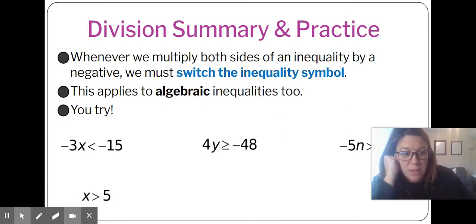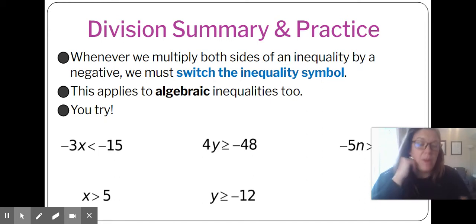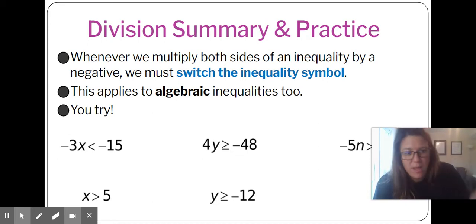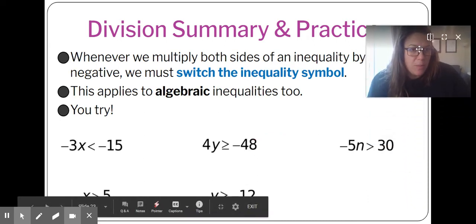All right, the problem in the middle, I would divide both sides by 4. Do I flip my sign when I divide by a positive number? No, it's only when we divide by a negative that it gets flipped, on the negative side of the number line. So nope, don't switch. That middle one just stays the same. We're dividing by 4.